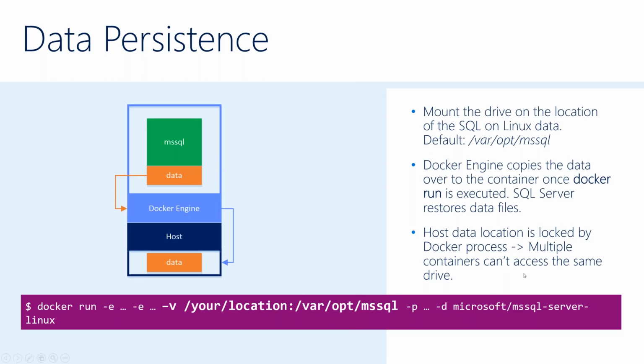You'll notice here we talked about how the host data location is locked by the Docker process. So multiple containers can't access that same drive. If you had a SQL Server database that's persisted and multiple containers going after it, only one would be able to access that at a given point in time.